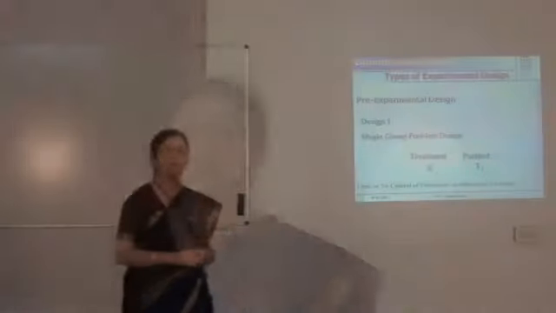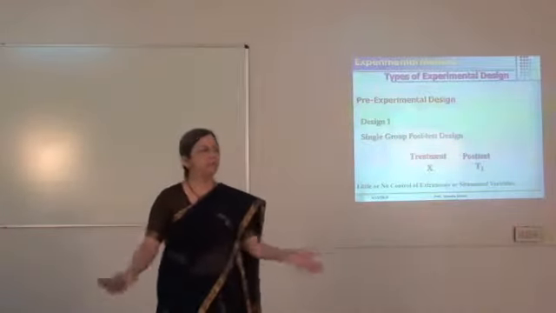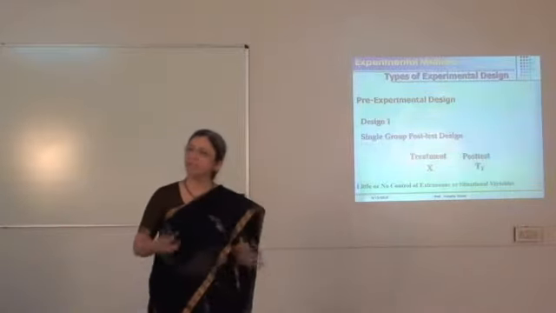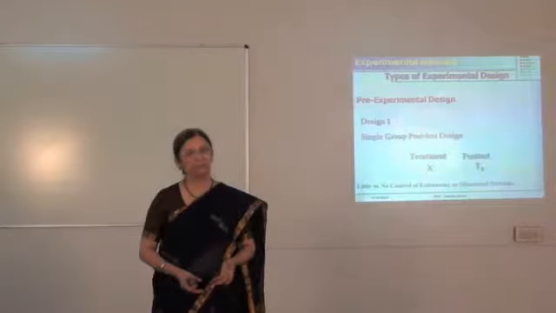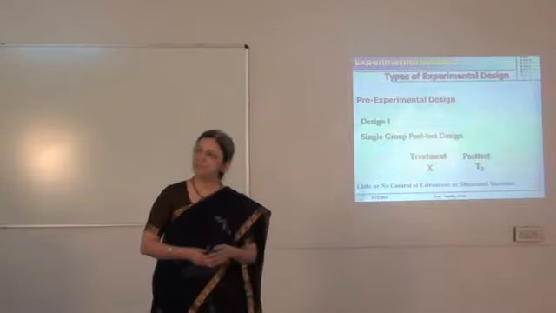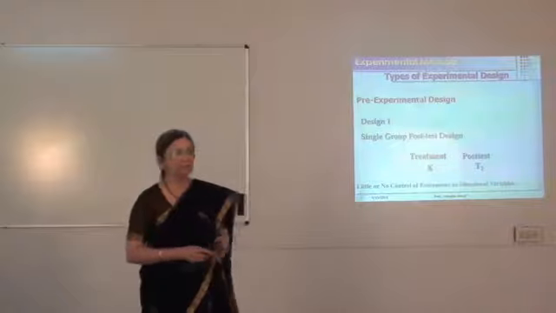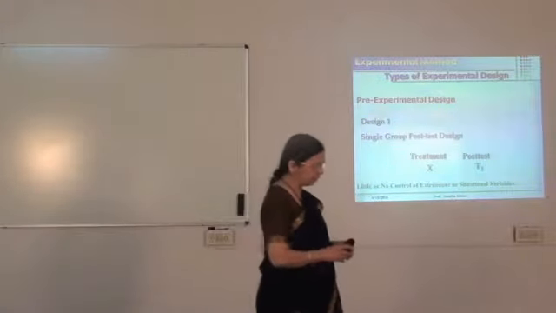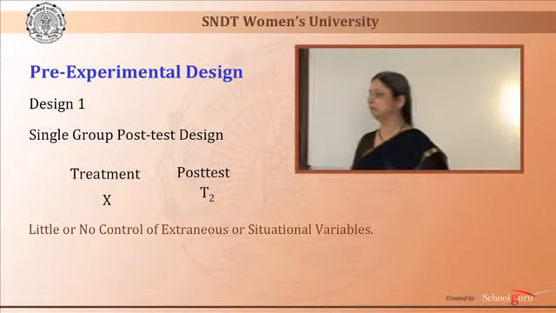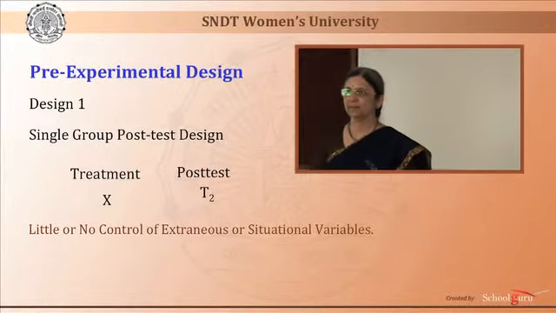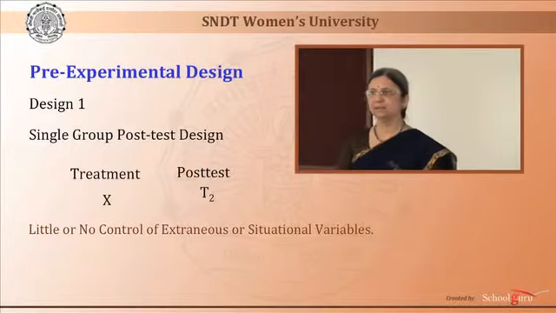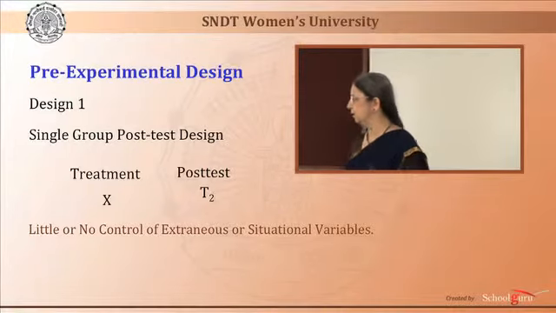Now, how would you rate this? What control? Now you see the threats: internal validity threat, external validity threat. What we said there? We have to randomly select both the groups. Basically, there are no 2 groups, only one group. So how can you compare? There is nothing to compare. So there is no control on extraneous or situational variables at all. Same group, one teacher is teaching, whatever treatment you are giving to the same group.